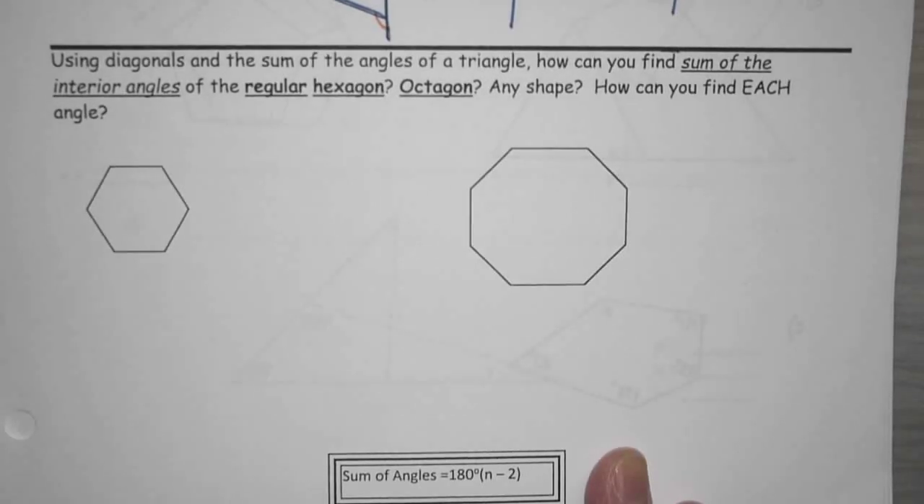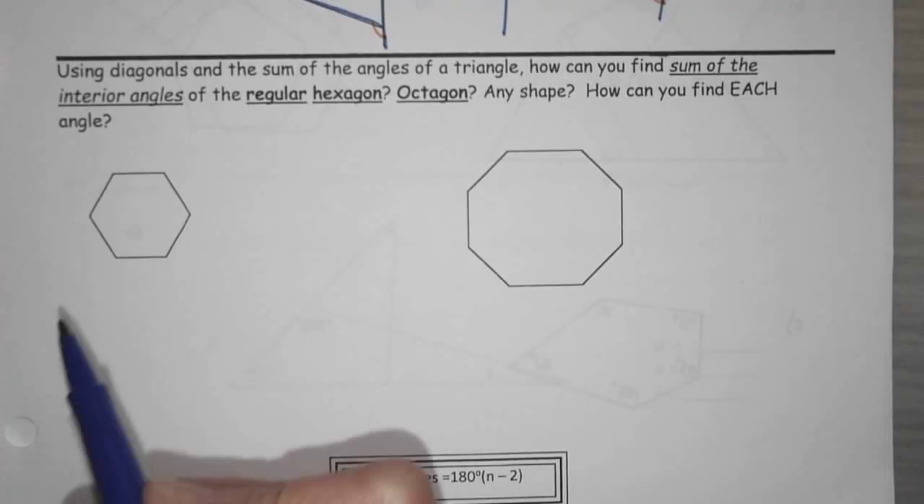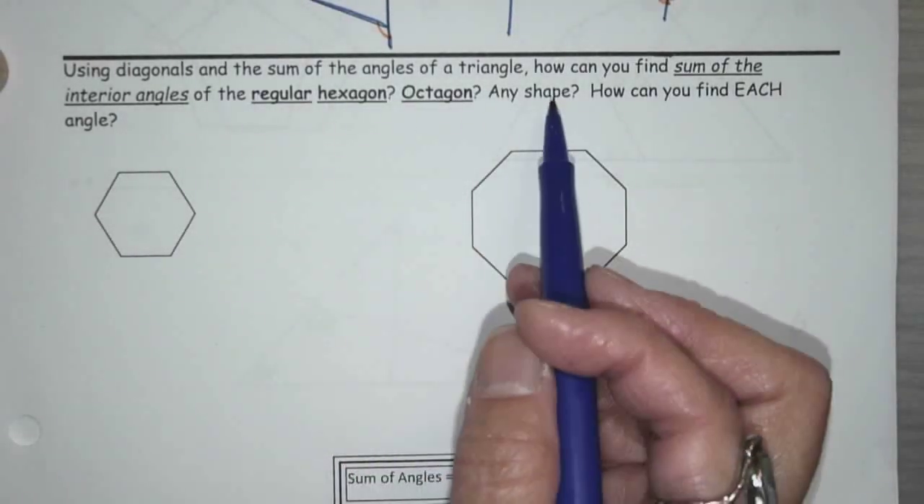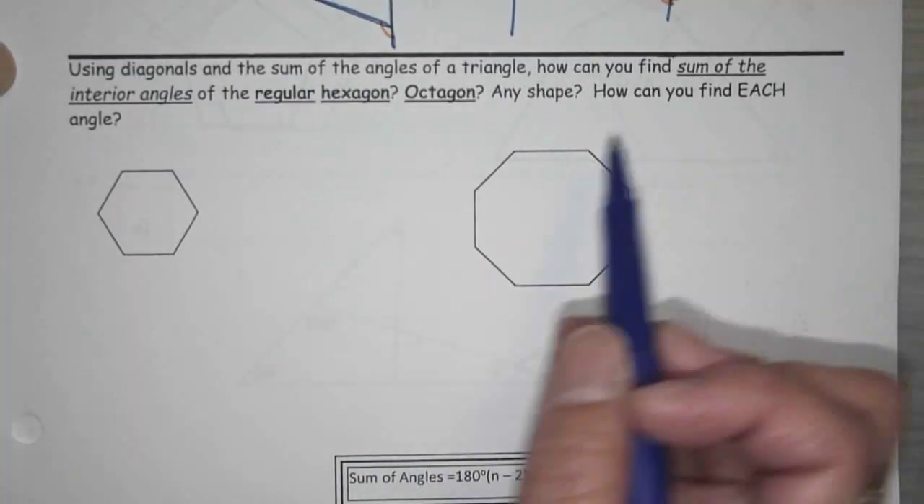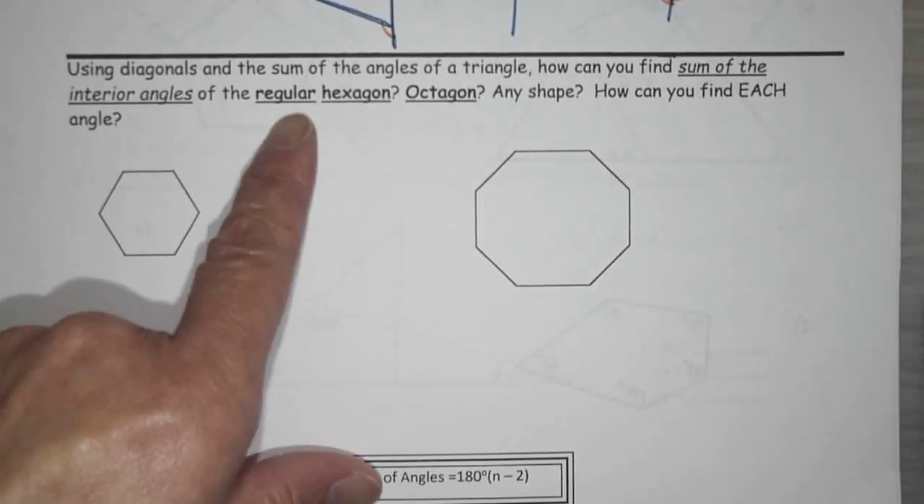Using diagonals and the sum of the angles of a triangle, how can you find the sum of the interior angles of a regular hexagon, octagon, or any shape? And how can you find each angle? So these shapes have names.